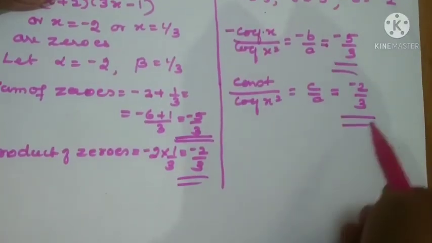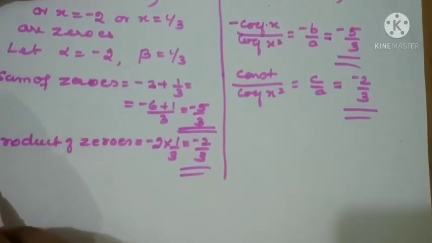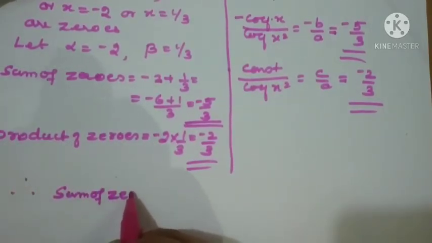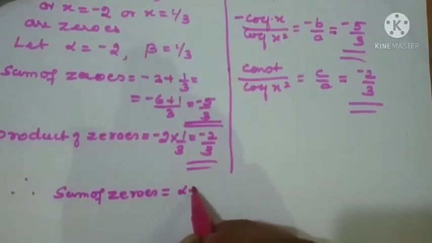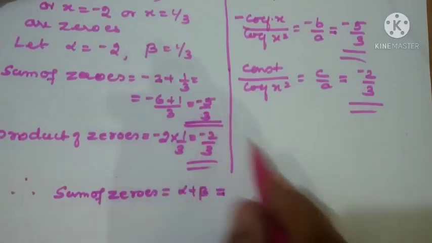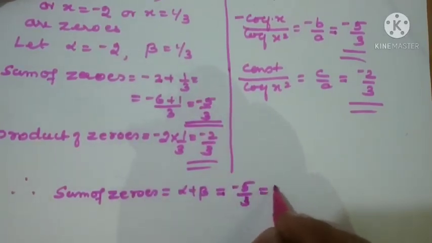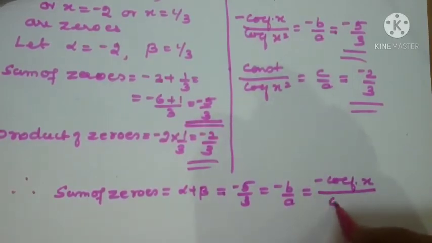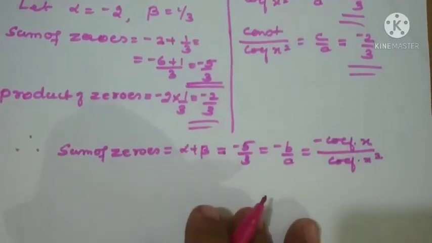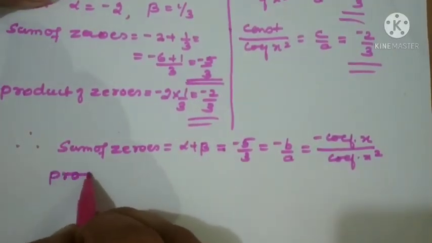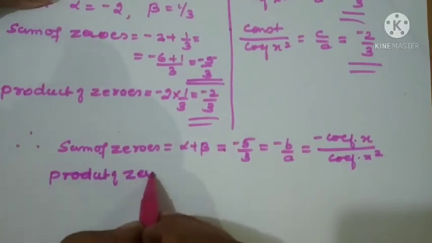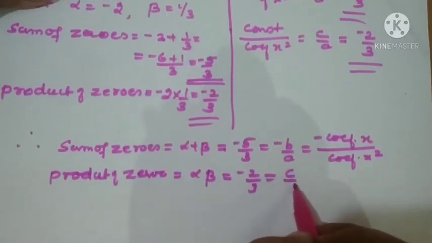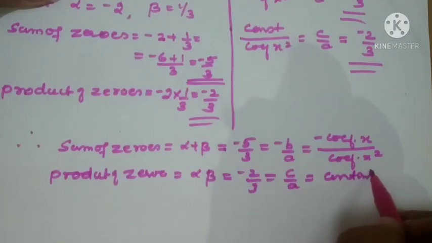The question asks to verify. So we'll write here: therefore sum of the zeros equal to alpha plus beta equal to minus 5 by 3, which is equal to minus b by a equal to minus coefficient of x by coefficient of x square. Similarly, product of the zeros equal to alpha beta equal to minus 2 by 3 equal to c by a equal to constant by coefficient of x square.